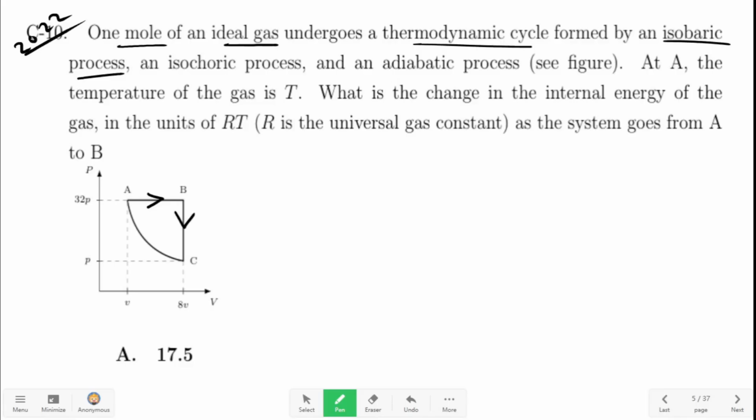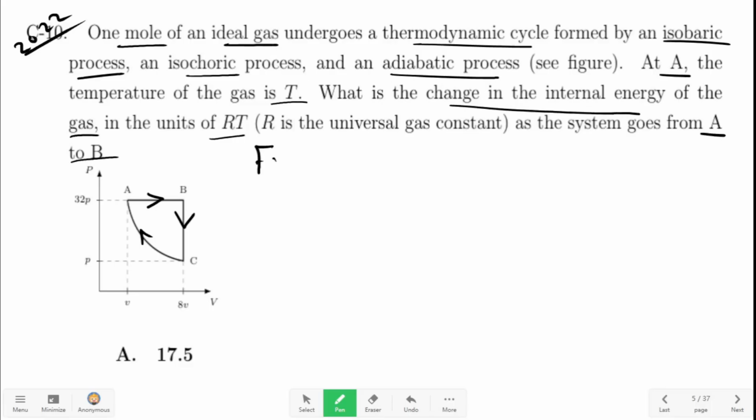From B to C we have isochoric process. The volume is constant in isochoric process. Thirdly, we have adiabatic process from C to A. Now at A, the temperature of gas is given to be T. We are asked to find the change in internal energy of the gas in units of RT when the system goes from A to B.